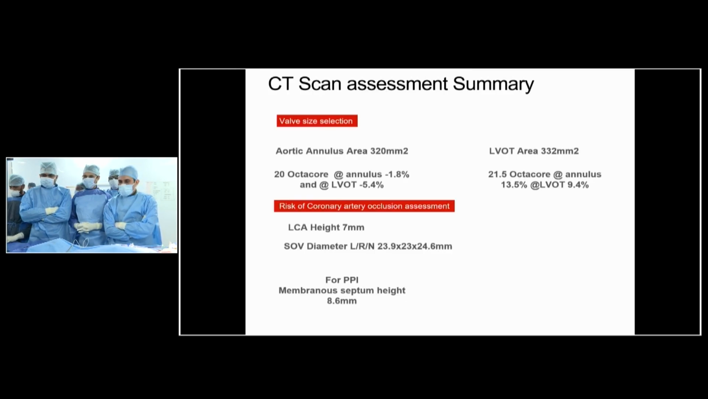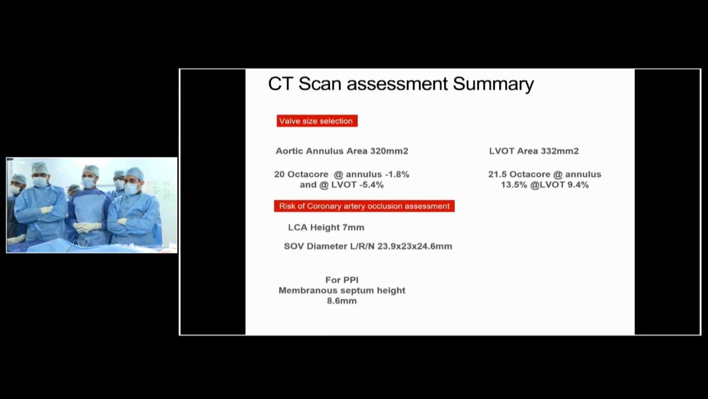Next one. The summary of the CT scan: aortic annulus area is 320 millimeter square, LVOT area is 332 millimeter square. A 20 mm Octacor at the level of annulus is minus 1.8%, at the level of LVOT is minus 5.4%. Intermediate size Octacor 21.5 at the level of annulus is 13.5%, at the level of LVOT is 9.4%.